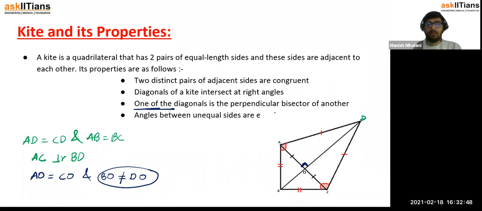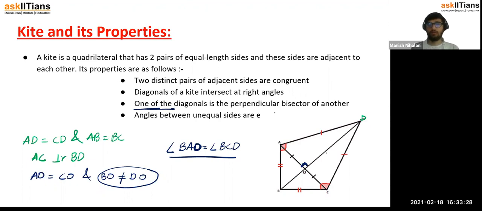That's how it is. So then the next important property is that angles between unequal sides are equal. Now, what are the unequal sides? Unequal sides means angle BAD, because BA and AD are unequal sides. So the angles between these are equal, which means angle BAD is equal to angle BCD, right? These two angles are equal in a kite.